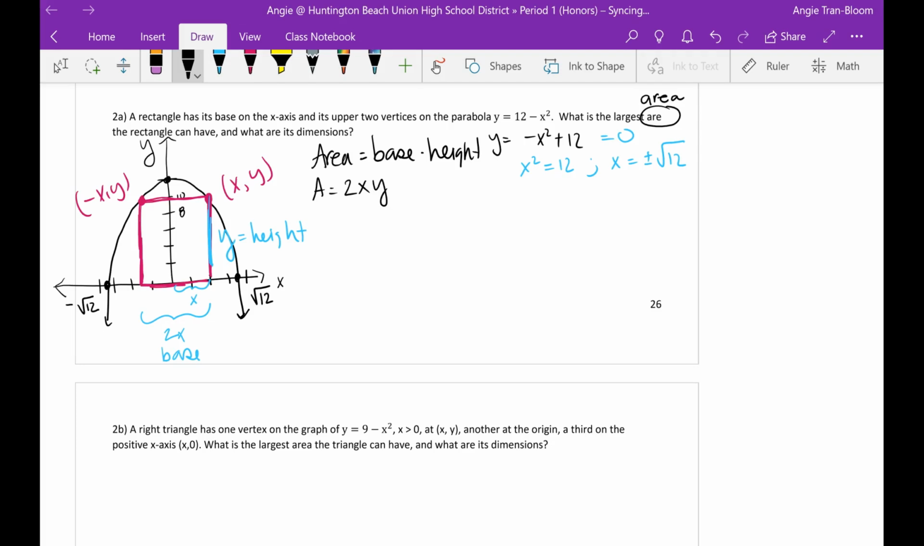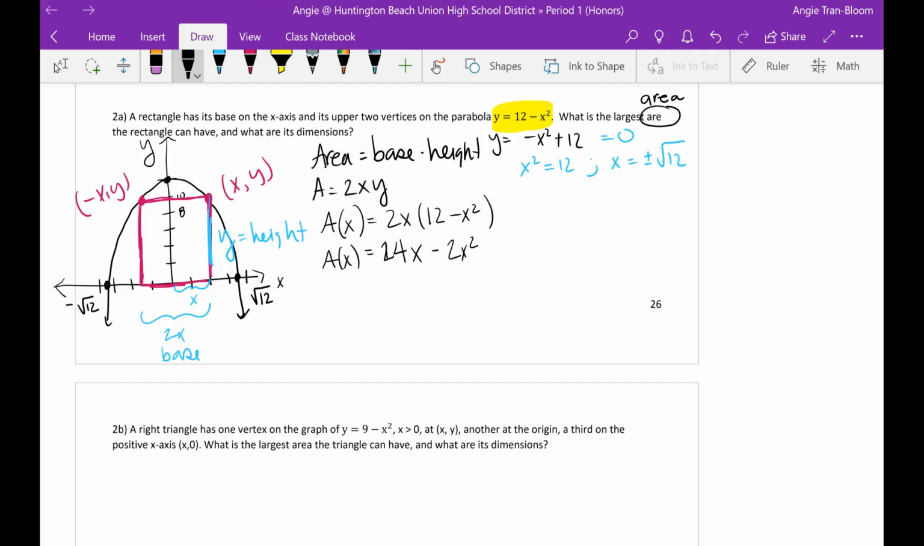Well, I have one equation and two variables. It's not going to be very useful. So this is where the y is going to come in. Whatever y is, it's on the curve, so that y value would be the same. So I'm going to take out that y and substitute it with the y given in the original problem, and rewrite this area in terms of x. So this is going to be 24x minus 2x squared, equals the area in terms of x.